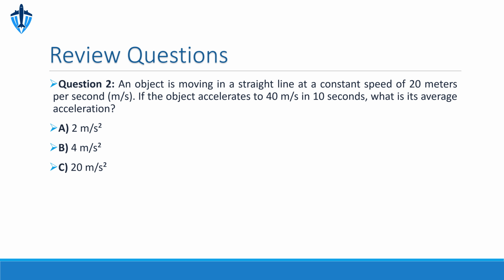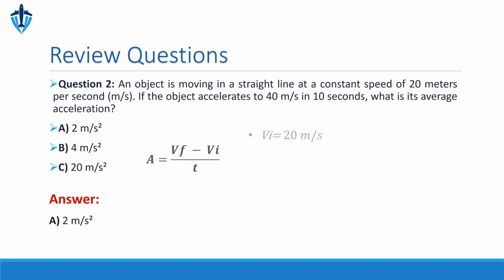A. 2 meters per second. B. 4 meters per second. C. 20 meters per second. The correct answer is A, 2 meters per second squared. To find the average acceleration, we can use the formula: average acceleration, a, equals final velocity, vf, minus initial velocity, vi, all over time.